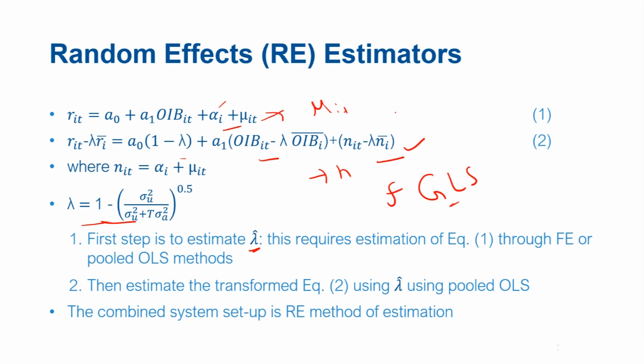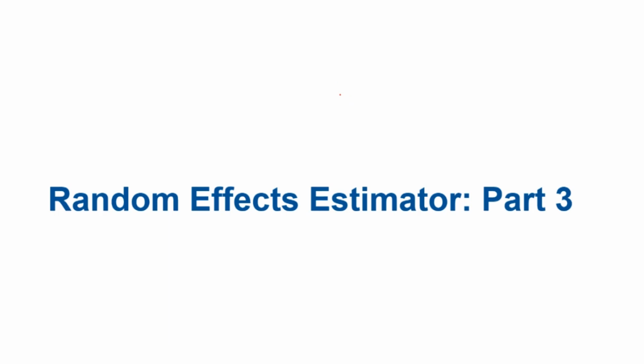If unobserved heterogeneity is quite large, then you have to go with a random effect model, which is closer to fixed effect, and if this unobserved heterogeneity is very small, then you go for a model which is closer to pooled OLS. In this video, we'll talk about some of the assumptions pertaining to the random effect estimator and also the estimation of the time invariant terms.